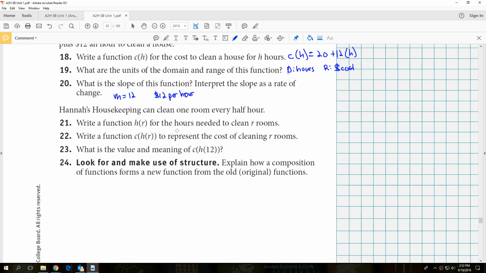Okay, number 21, write a function h of r for the hours needed to clean r rooms. Oh, and I forgot to read it, right? Hannah's housekeeping can clean one room every half hour. So how can we write this? Well, we have h of r. And for every hour, essentially, we're cleaning half of a room, right? So that means we have half of a room, 0.5 times r.